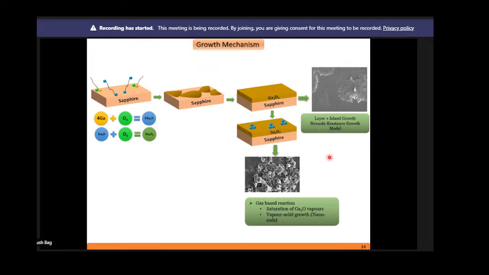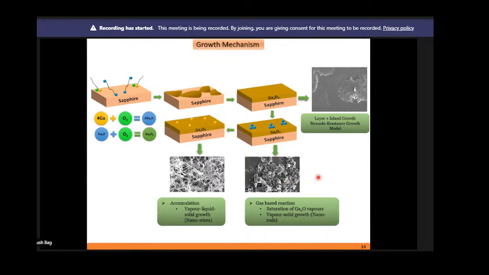And after increasing more gallium inside the boat, there could be a gas-based reaction with saturation of the Ga2O vapor, and there could be vapor-solid growth, and we may end up realizing this kind of nanostructure. Now if we keep on increasing the gallium metal further, how are these nanostructures coming? It could be due to the accumulation of gallium. Again, remember the gallium melting point is very low. I think it is of the order of 39 or 29. Due to that, there is a high vapor pressure inside the furnace, and we have vapor-liquid-solid growth, which essentially gives us this nanowire kind of structure.